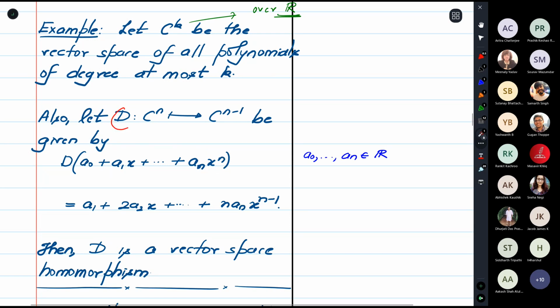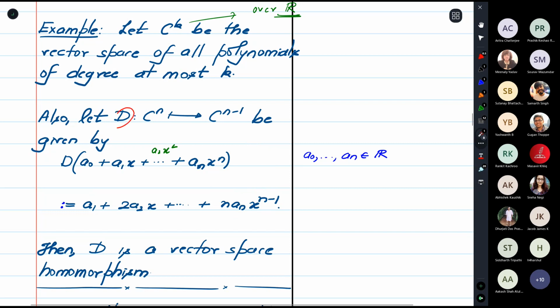And this operator is defined as follows. Let me emphasize that this is the definition. The a0 actually vanishes, a1 times x will give me a1, and I would have a2 x squared over here, which I will write as 2a2 x, and so on. I'm just performing the standard differentiation, and this is how this D function is defined. If you give as input a degree n polynomial, it spits out a polynomial of degree at most n minus 1, and consequently this is an element of Cn minus 1.